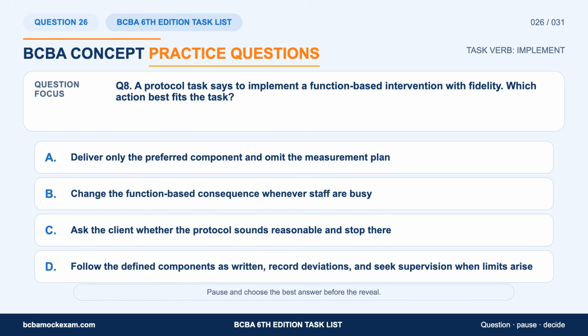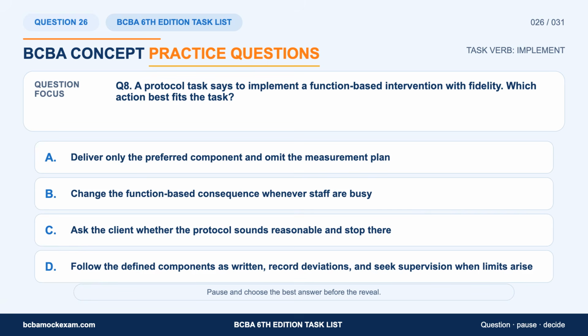Question 8. A protocol task says to implement a function-based intervention with fidelity. Which action best fits the task? A. Deliver only the preferred component and omit the measurement plan. B. Change the function-based consequence whenever staff are busy. C. Ask the client whether the protocol sounds reasonable and stop there. D. Follow the defined components as written, record deviations, and seek supervision when limits arise.